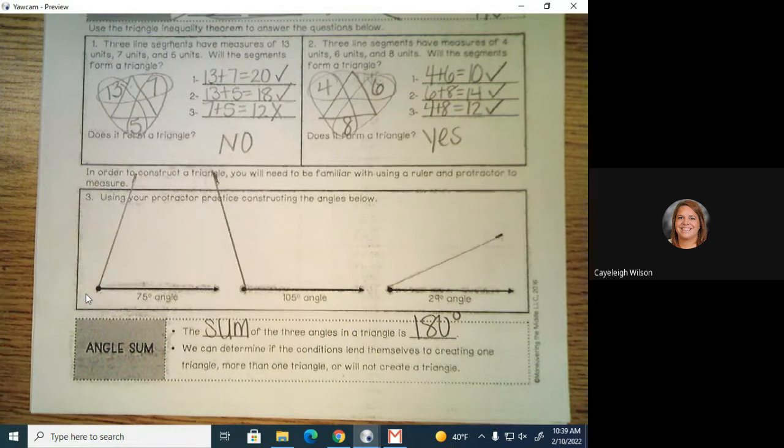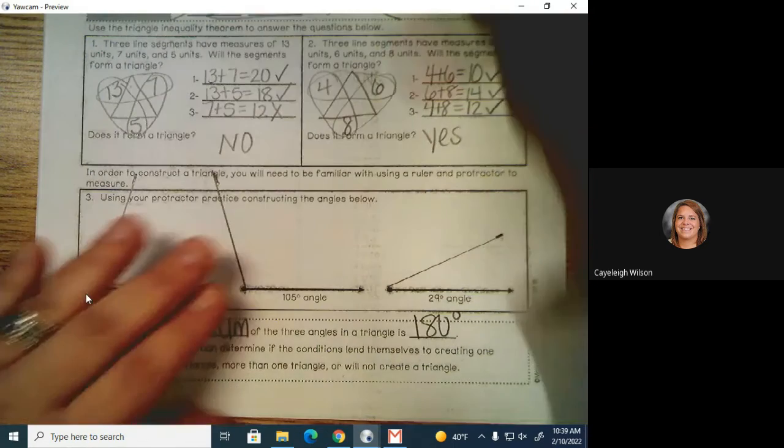When we added those three degrees together, if they added together and they all equaled 180, then yes, they formed a triangle. If they equaled less than 180, they did not. And if they equaled more than 180, they did not. Okay, so that was yesterday. So moving on to the back here.